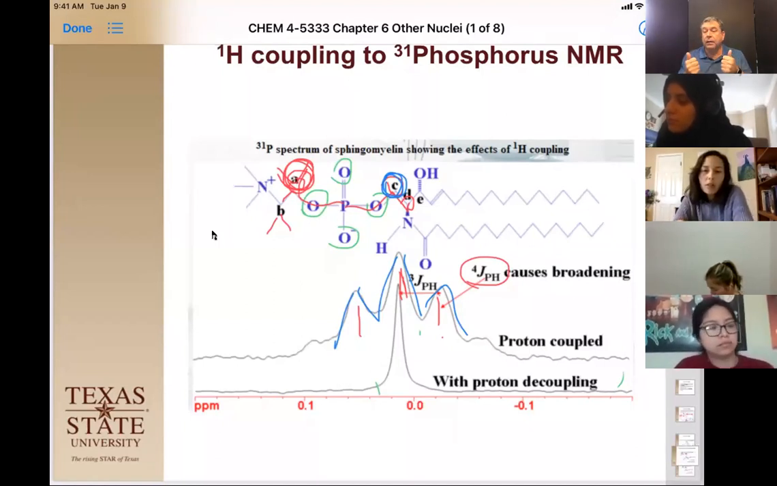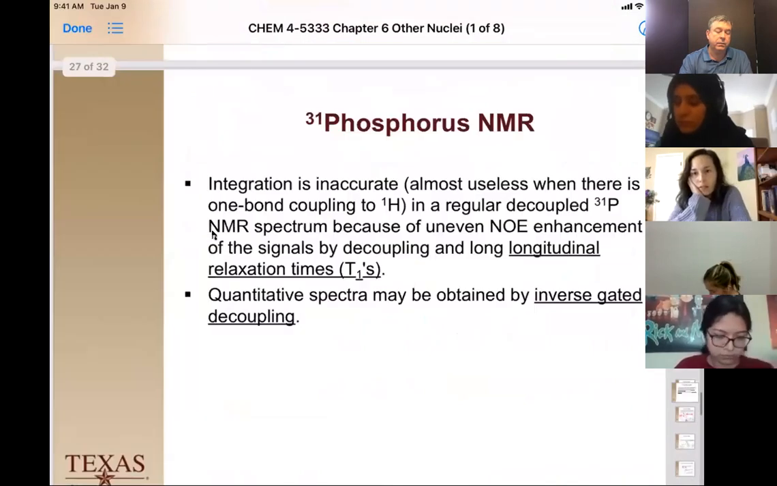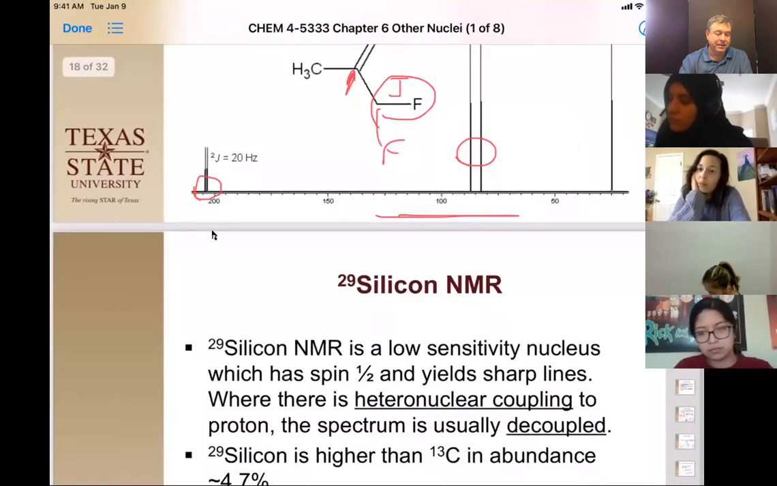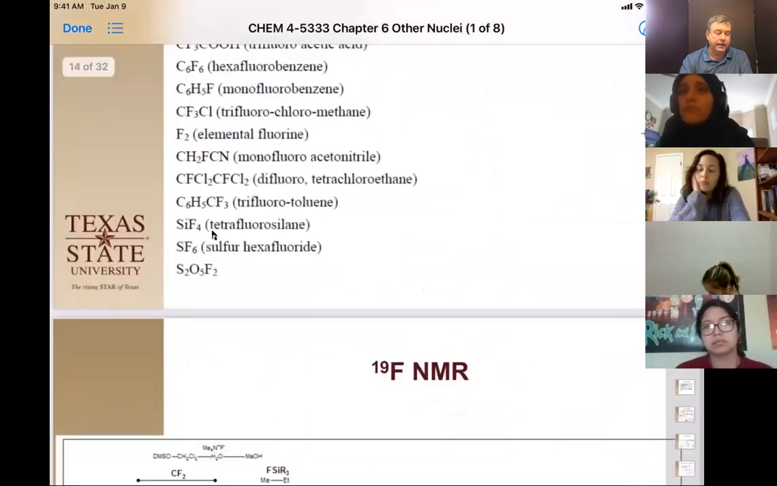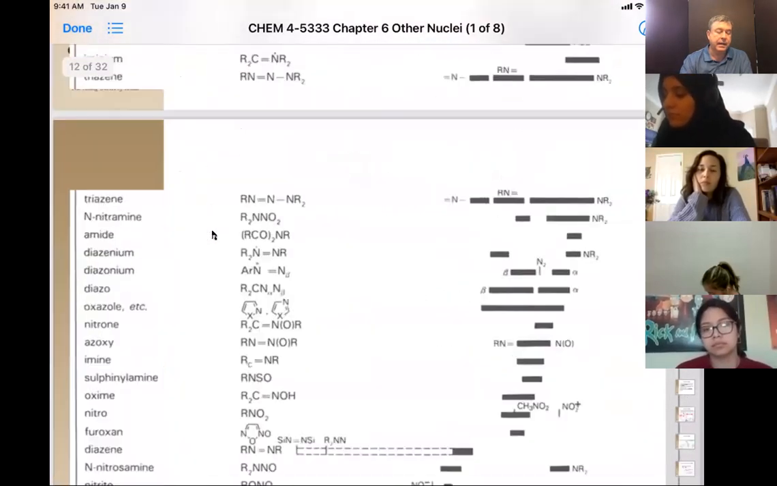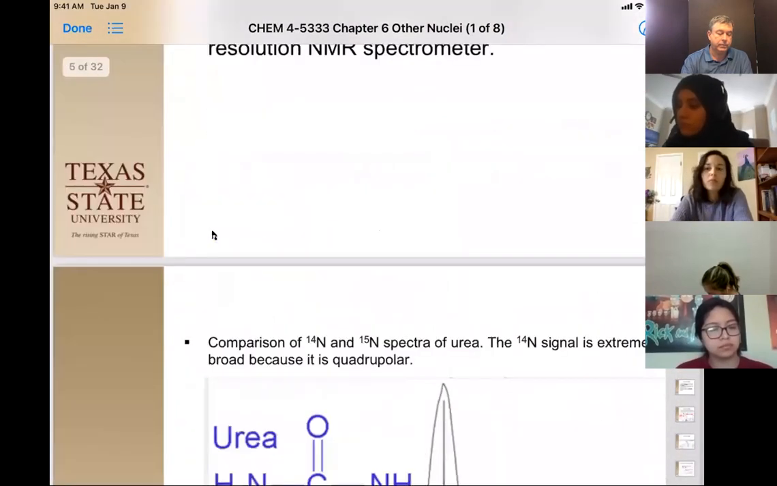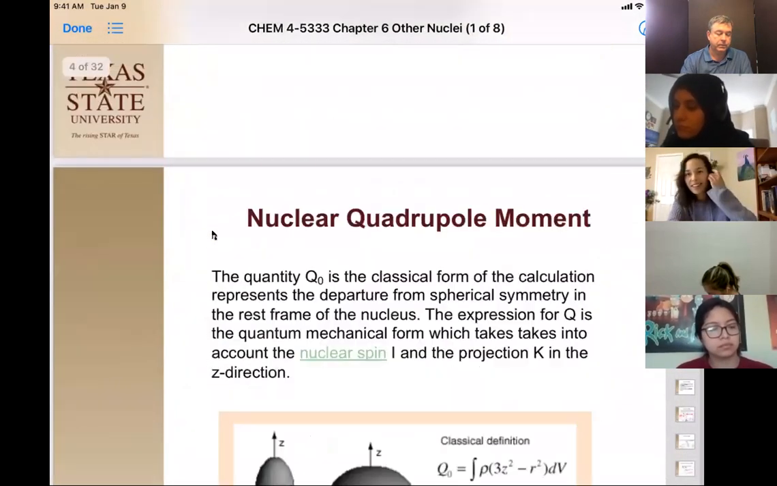Is it that we don't see oxygen 17 because it has such a low abundance? I might have missed the abundance on that. Oh, 17. Well, it also has a quadrupole. So the oxygen is not as useful because it has a quadrupole. Okay, I missed that. Thank you.